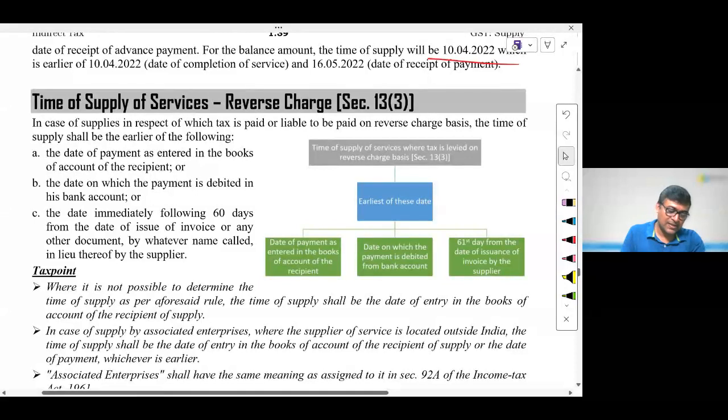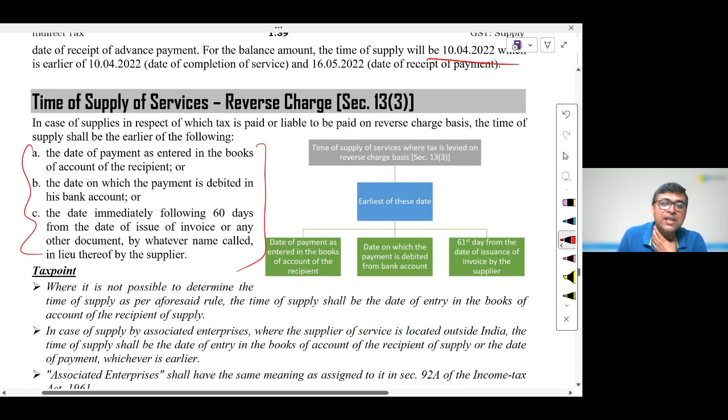Time of supply of services under reverse charge. Under reverse charge mechanism, there are 3 dates. We are supposed to examine the three dates, and whichever date is earlier should be considered as the time of supply in case of services liable to pay tax under reverse charge.